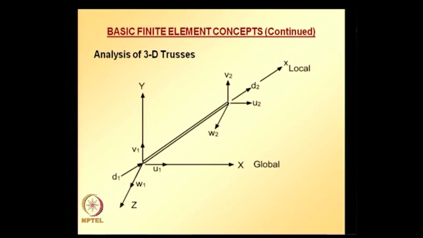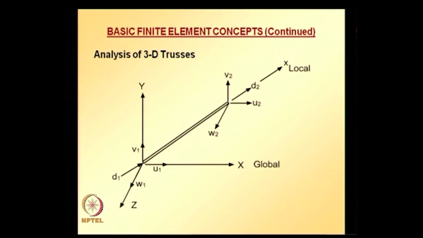Here a 3D space truss is shown, and the local degrees of freedom are identified as u1 v1 u2 v2, and the global x axis, y axis, z axis are shown there, and the local displacements at node 1 and node 2, d1, d2, are also shown. Similarly, the global degrees of freedom at node 2, u2 v2 w2, are shown there, and the local x axis is oriented along the centroidal axis of the space element.